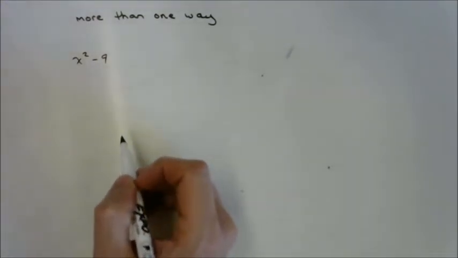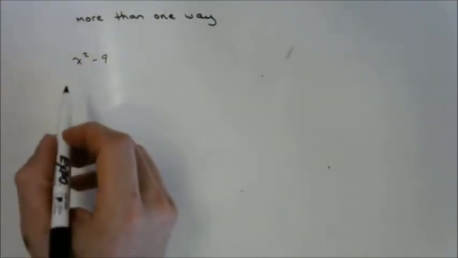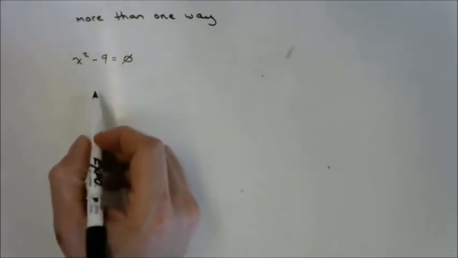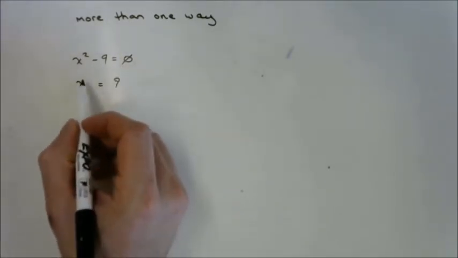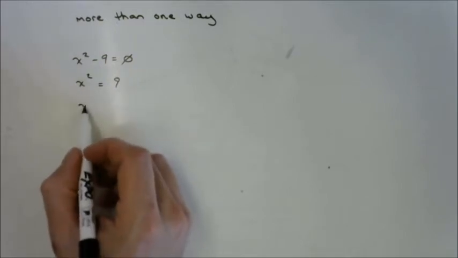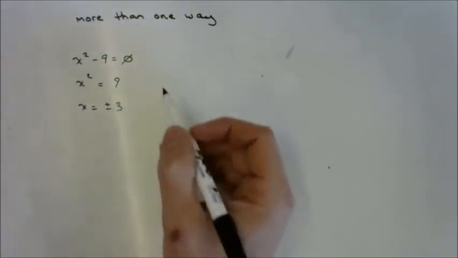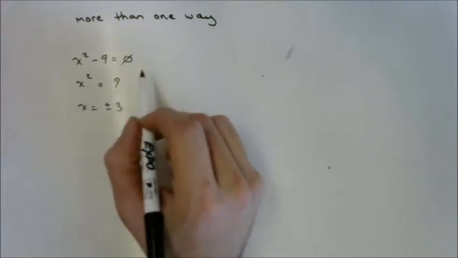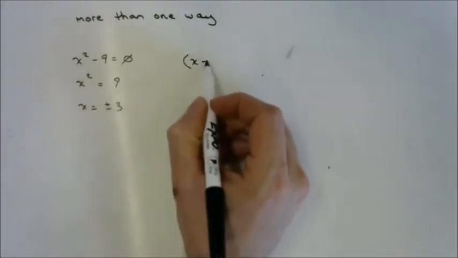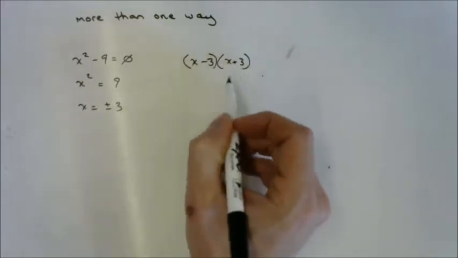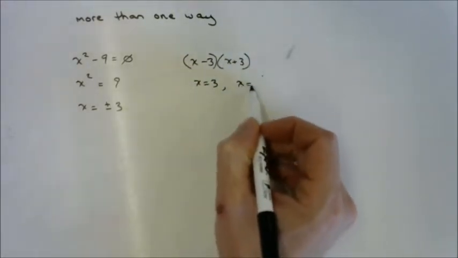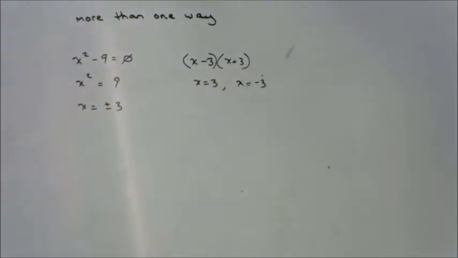We saw that right from the beginning of the unit when we were doing smaller, simpler ones, such as this. There's more than one way to solve this. One way would be to add 9 to both sides and then take the square root of both sides. The other way would be to say, oh, this is a difference of squares, so I could factor it, x minus 3, x plus 3, and find out that x equals 3 and x equals negative 3, which is exactly what we got here. Just a quick demo to show you there's more than one way to solve a quadratic equation.